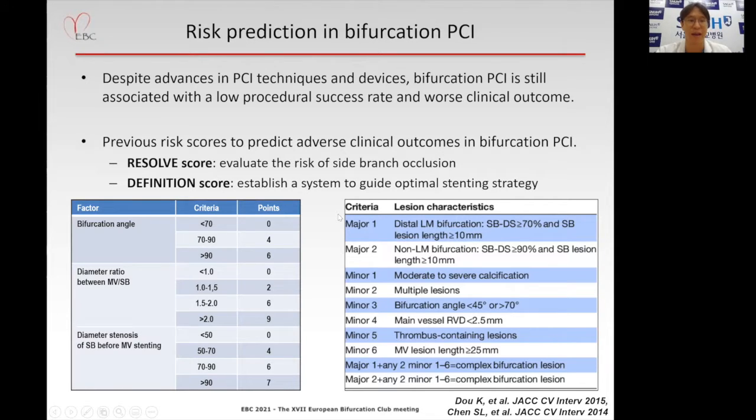to simple PCI. Regarding the optimal treatment strategy for bifurcation PCI, there have been a couple of scoring systems or criteria. First is the RESOLVE score, which was studied to evaluate the risk of side branch occlusion. And second was the DEFINITION score, which was a systematic criteria which could guide the optimal stenting strategy.